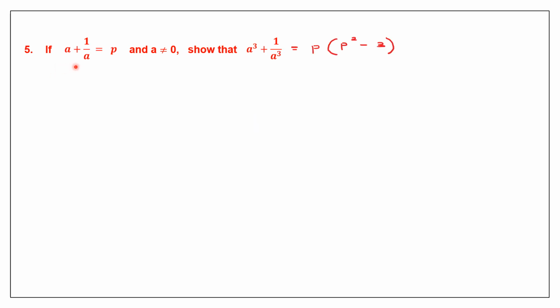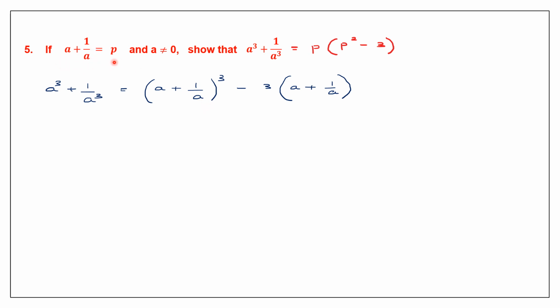Question 5. If a plus 1 by a is equal to p and a is not equal to 0, show that a cube plus 1 by a cube is equal to p into (p square minus 3). Okay, now first of all, what is the expansion for this identity? Now let's write that down. A cube plus 1 by a cube. The expansion for this is (a plus 1 by a) the whole cube, minus 3 into (a plus 1 by a). This is the expansion.